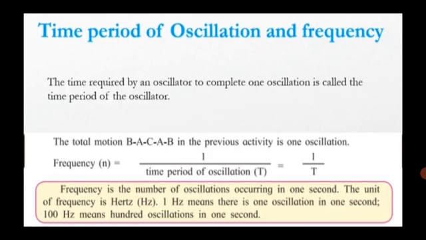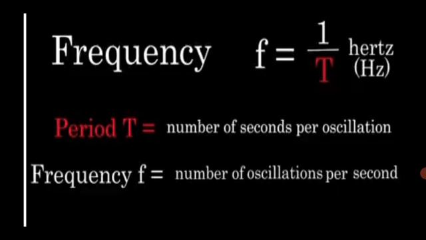The number of oscillations completed by an oscillator in 1 second is called the frequency of oscillation. So, the total motion B A C A B in the previous activity is 1 oscillation. Frequency is equal to 1 upon time period of oscillation, that is 1 upon T. So, the frequency is the number of oscillations occurring in 1 second. The unit of frequency is Hertz. 1 Hertz means there is 1 oscillation in 1 second. 100 Hertz means 100 oscillations in 1 second.